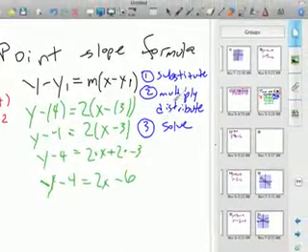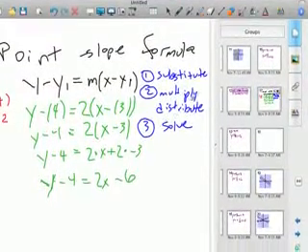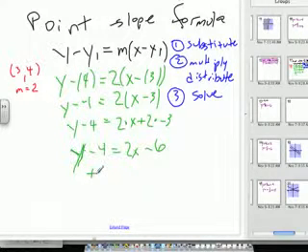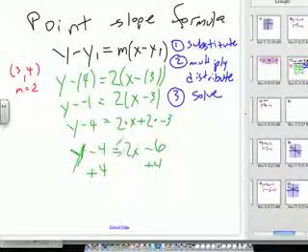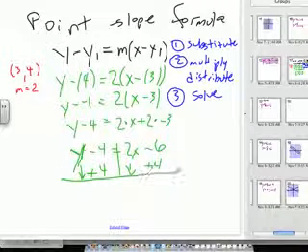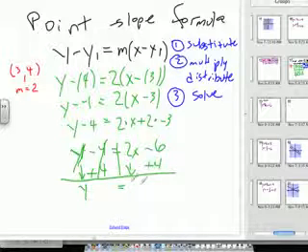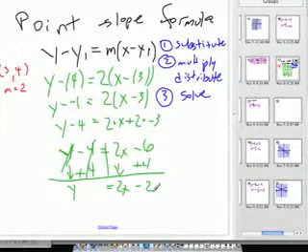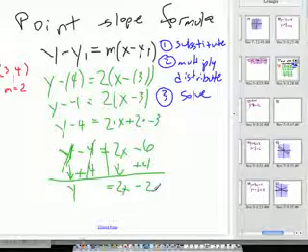All right, so the second step's done. I'm done multiplying, I'm done distributing. Now I just solve. The cool thing is, I'm solving for y, right? So whatever number is on this side, I'll just do the opposite. So negative 4, opposite of negative 4 is positive 4. So I add 4 on both sides. And those 4's cancel. Copy down 2x, and negative 6 plus 4 is negative 2. And there I have my equation. And that's the point slope formula. I hope this helps.